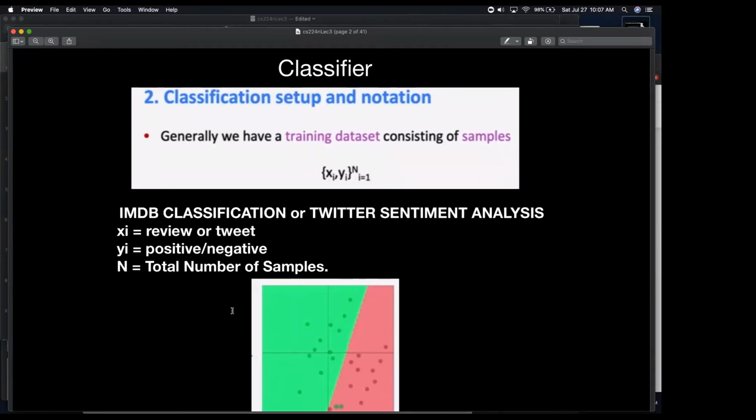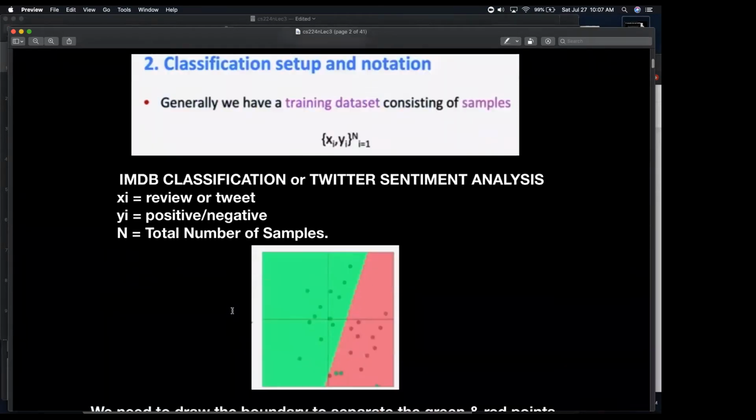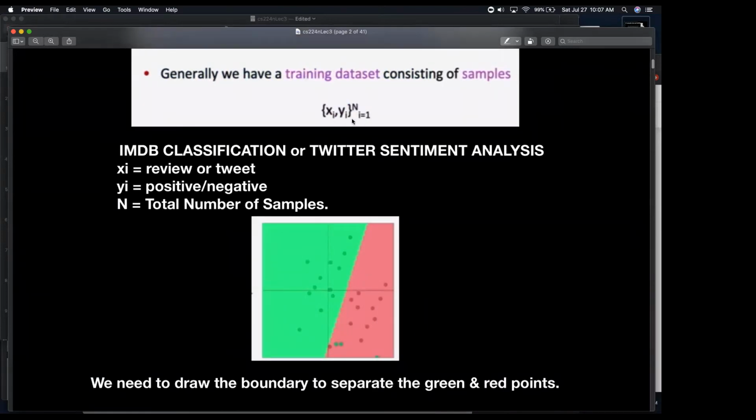I like to draw examples so that you're able to connect with what is happening. For example, this can be an IMDb classification or a Twitter sentiment analysis scenario where your xi's are going to be reviews or tweets, and your yi's are ones or zeros, which basically indicate positives or negatives. And the capital N in this formula is the number of samples that you have.